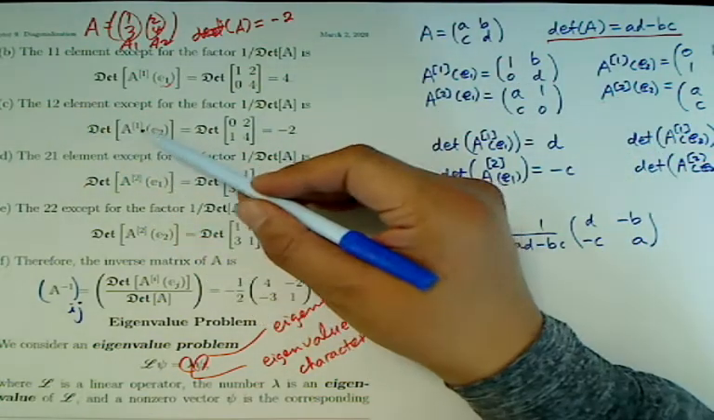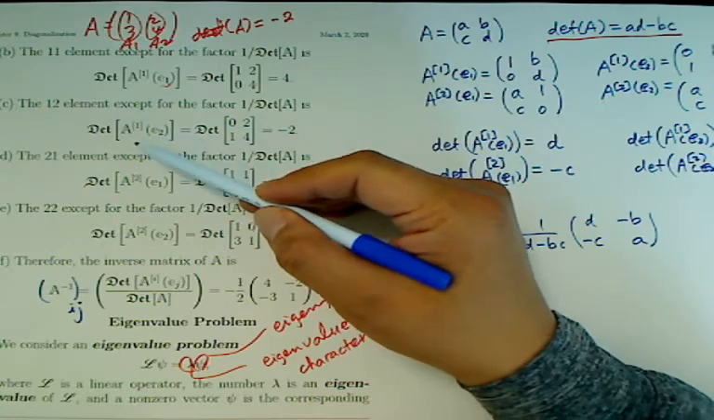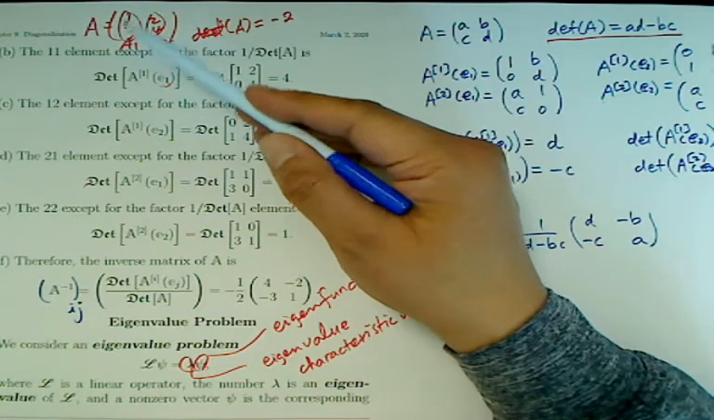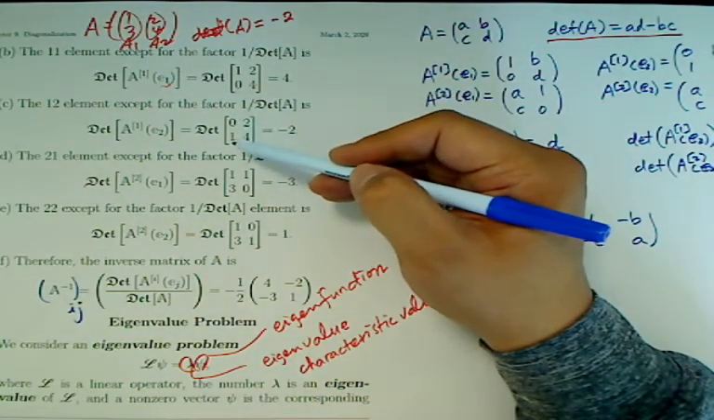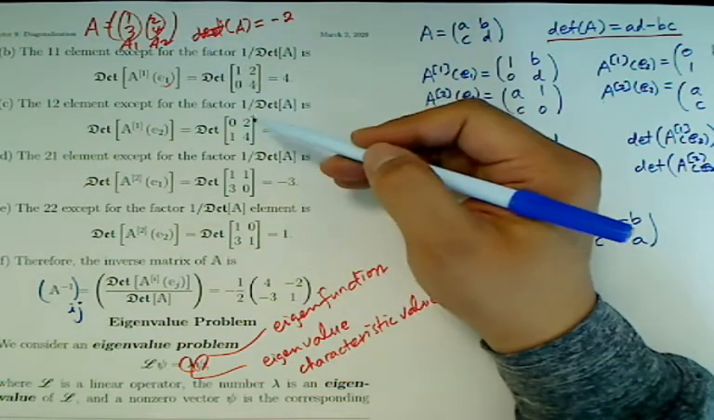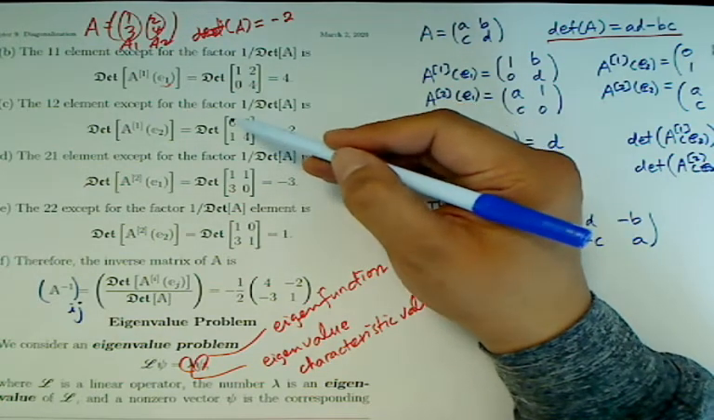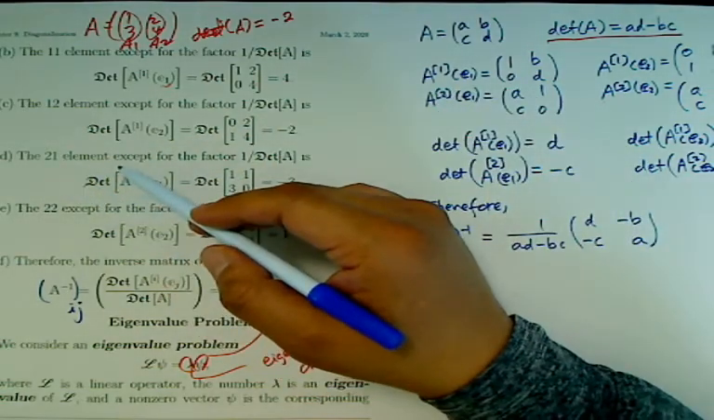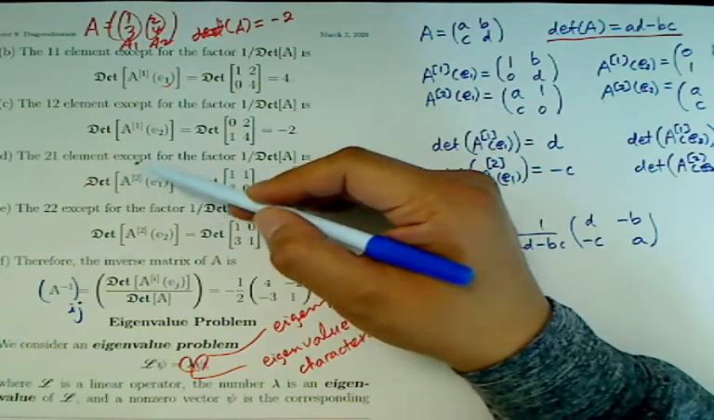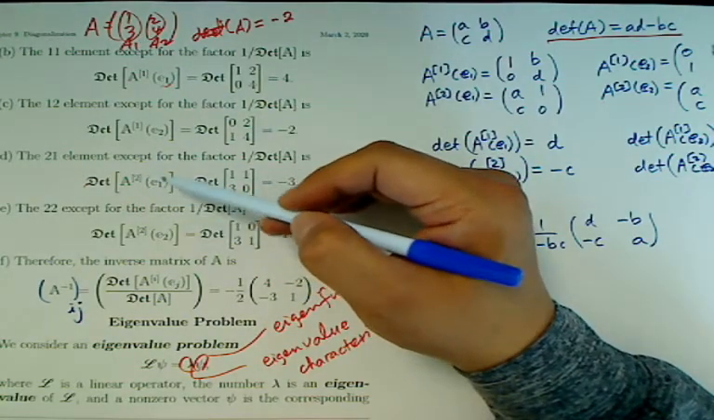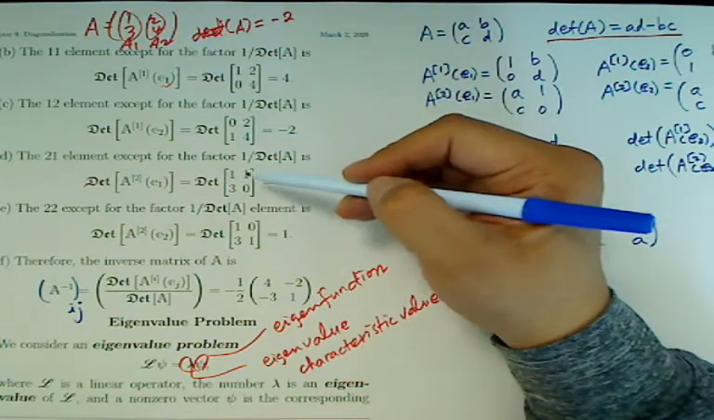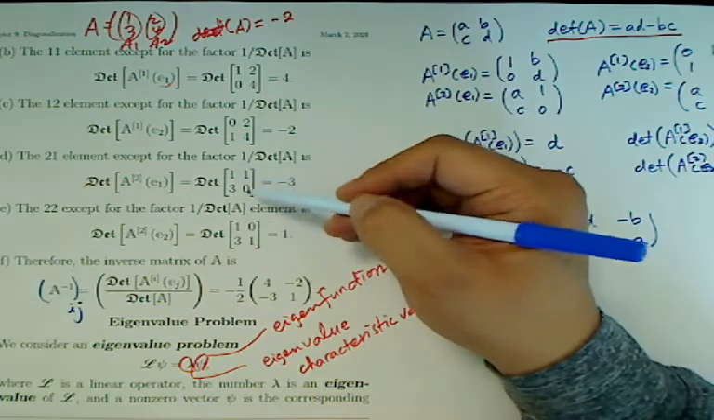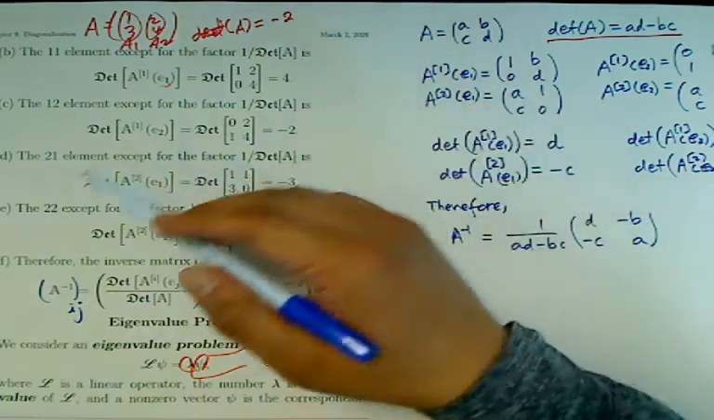1 2 element. The first column is replaced with E2, 0 1, and the second column is invariant. Determinant 0 minus 2 equals minus 2. 2 1 element: this second column is replaced with E1, and the first column is copied in here. Determinant is minus 3.